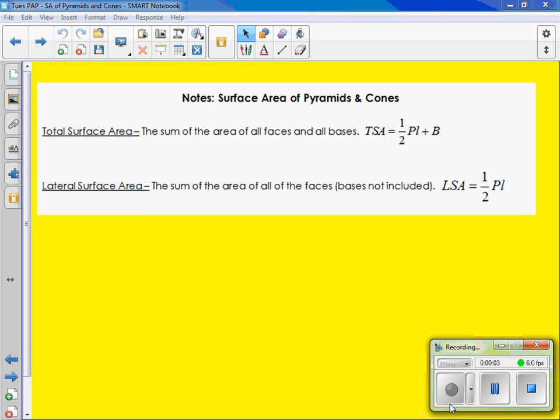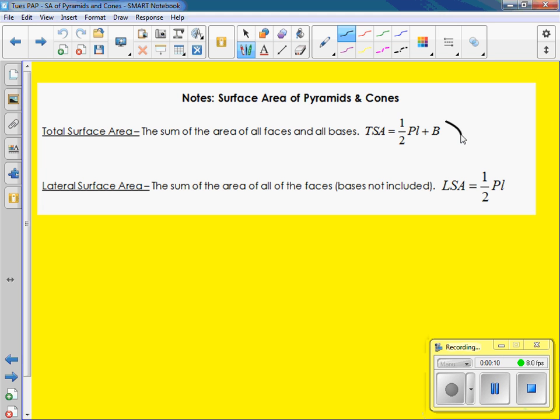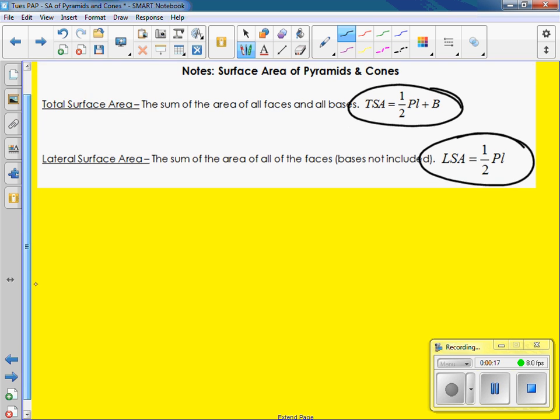All right, so this lesson is over surface area of pyramids and cones. And again, we're talking about total surface area versus lateral surface area. So we do have two formulas here, which I'm going to show you how to manipulate. And we'll discuss how we came up with those formulas.